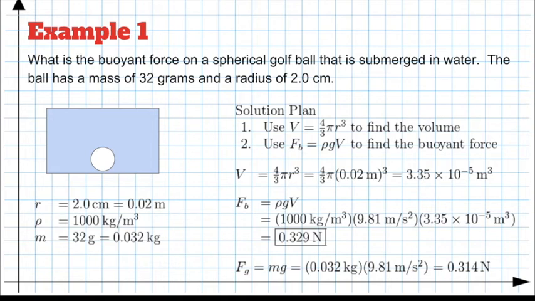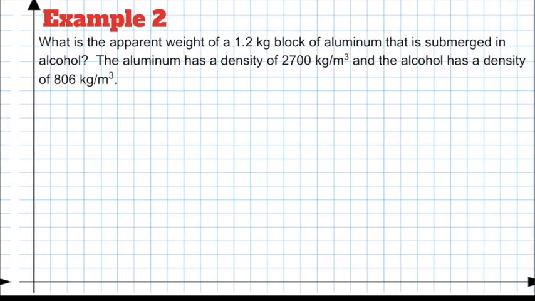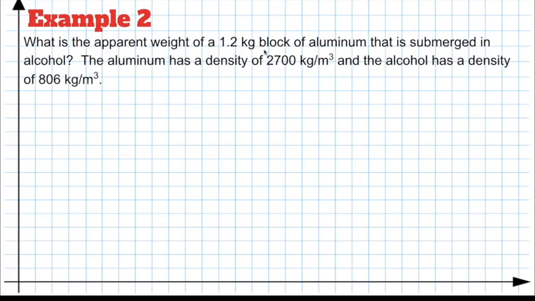All right, now let's solve a second problem. So I've got a 1.2 kilogram block of aluminum, and it's going to be submerged in alcohol. The aluminum has a density of 2,700 kilograms per cubic meter, and alcohol has a density of 806 kilograms per cubic meter, so that's a little less than water. And we want to know, what is the apparent weight? So to find the apparent weight, we've got to find the difference between the true weight in air and the buoyant force. The difference of those is the apparent weight.